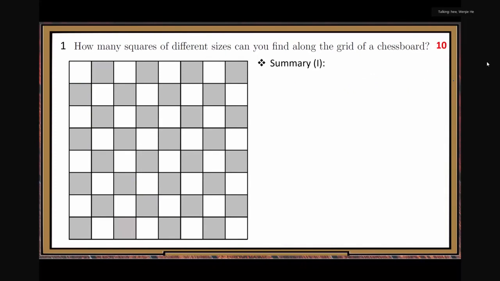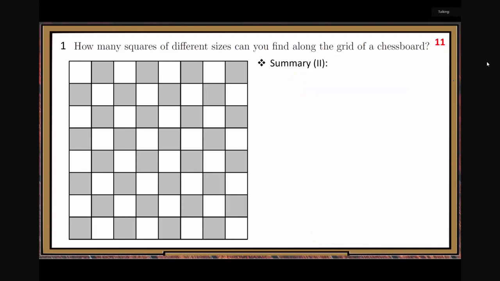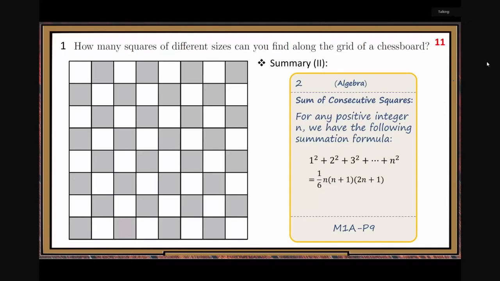Summary, after we solve this problem. Let's do some summary. We have learned 3 important knowledge points. The first one, the invariance property: m plus n equals capital N plus 1. This property is our first knowledge point. Second one, the sum of squares formula.